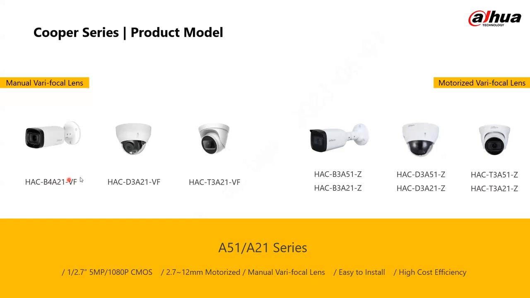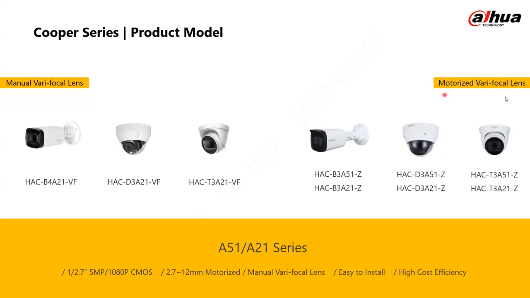and a VF at the end, the varifocal at the end. So this is a metallic varifocal. This is a plastic varifocal lens, first generation, 2 megapixels, a 1/3 inch sensor size with the varifocal lens function. And a turret, similar to the domes and the bullets.